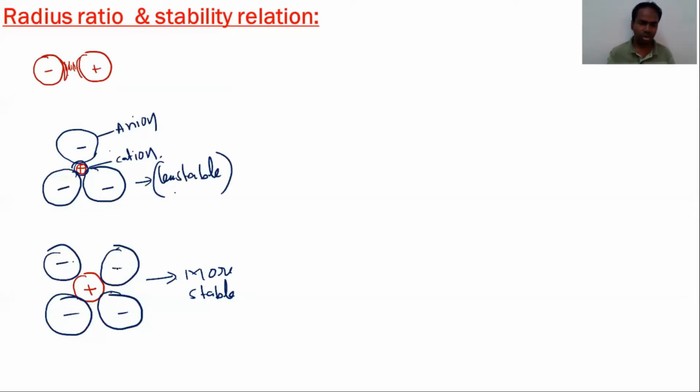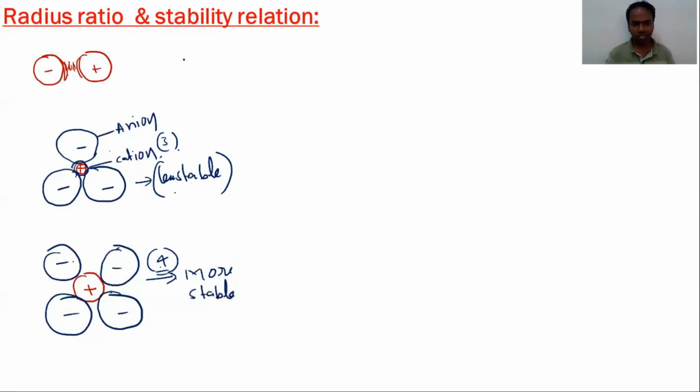What about the coordination number? For the small size cation, the coordination number is 3. When the size of the cation increases, it can interact with more neighboring anions, so the number of nearest neighbors increases, the coordination number increases, and here the coordination number is 4. So when the size or radius of the cation increases, stability increases and coordination number increases.